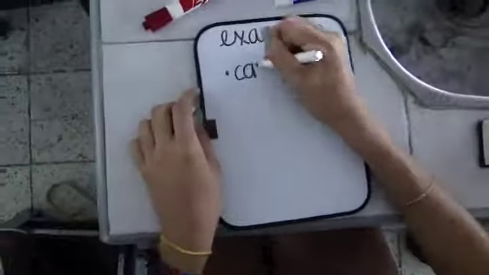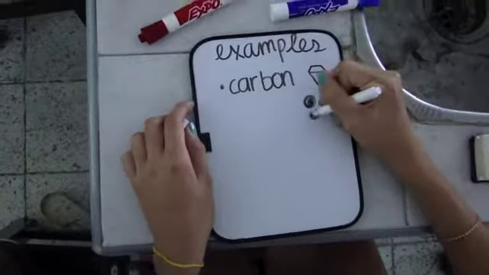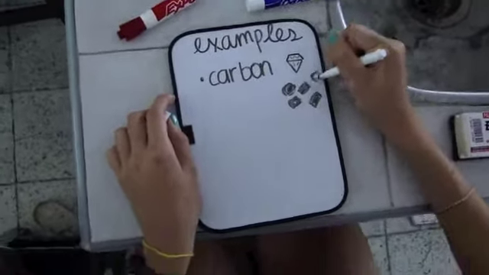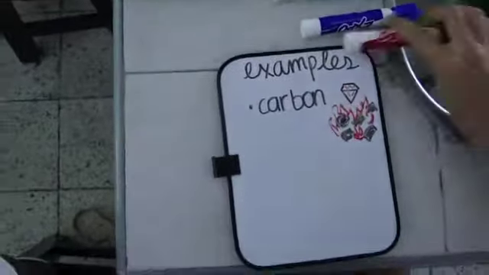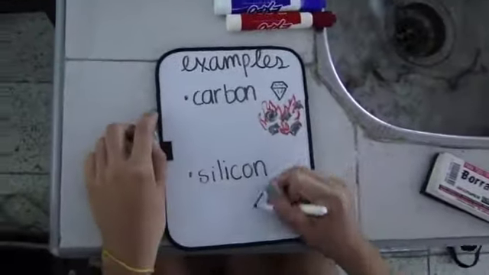Some examples, as we use them in real life, are carbon, which is charcoal from heating things up, such as a grill. Then we have silicon, which is used as semiconductors for microchips in computers.